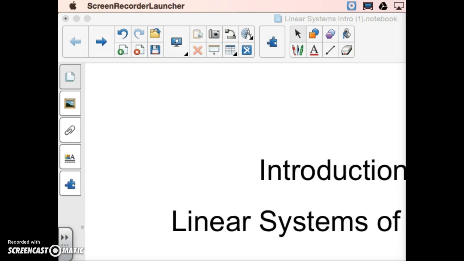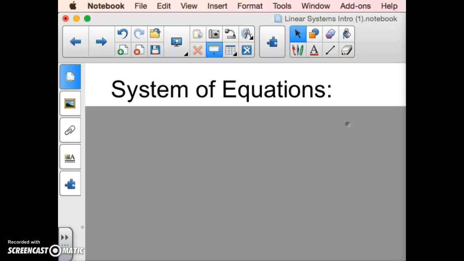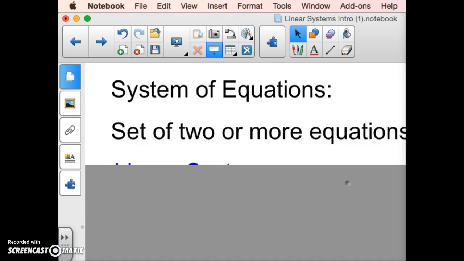Today we are looking at the introduction to linear systems of equations. All right, the goal here is to give you a little bit of terminology of the things you need to know when you're dealing with linear systems. First of all, what is a system of equations? A system of equations is a set of two or more equations.